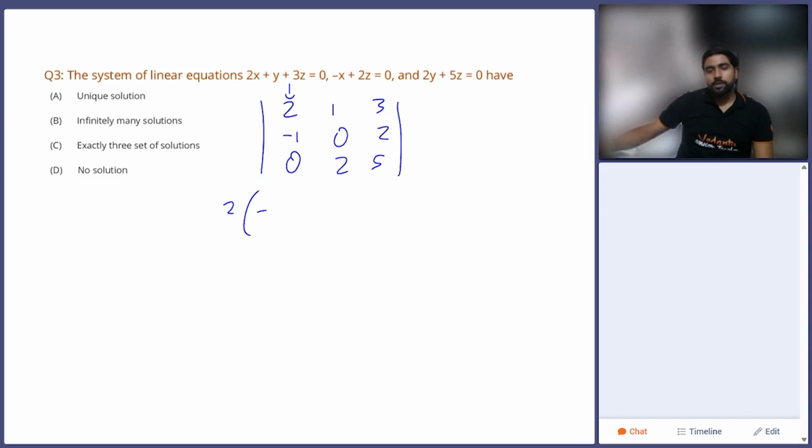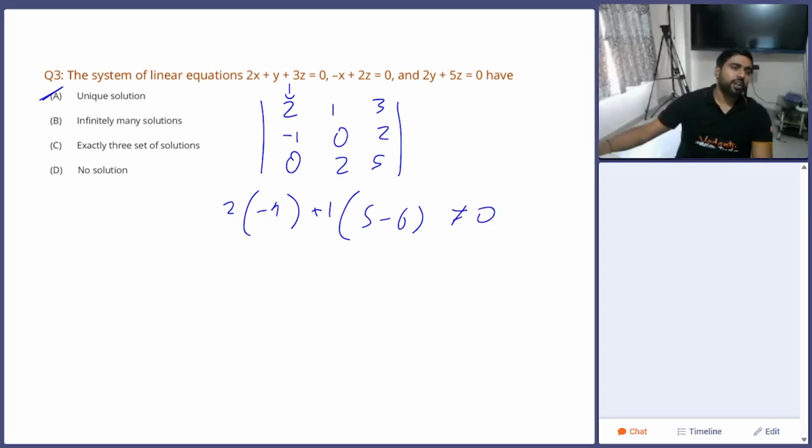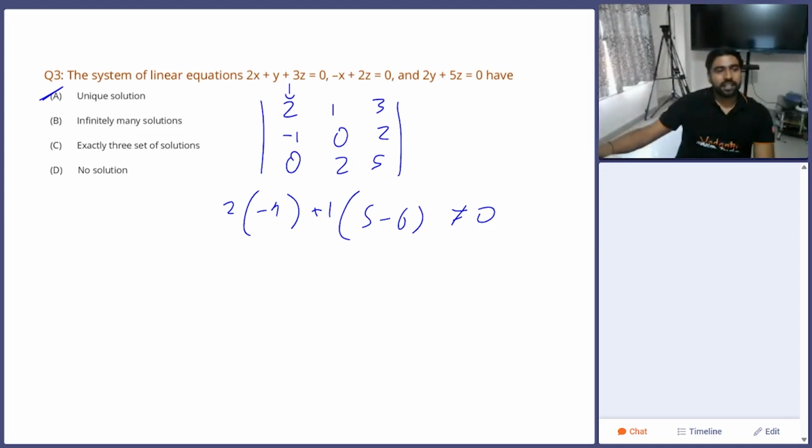So I'll get 2 into -4, 0 minus 4 basically, then minus plus 1 into 5 minus 6. I can very much see over here what the expression is: I have a -4, I have a -1. The value is absolutely not equal to 0, which is important. As it is not equal to 0, I will directly have a unique solution. Option A will be the answer for this question. Okay, that's the basic idea and the answer for this question as well.